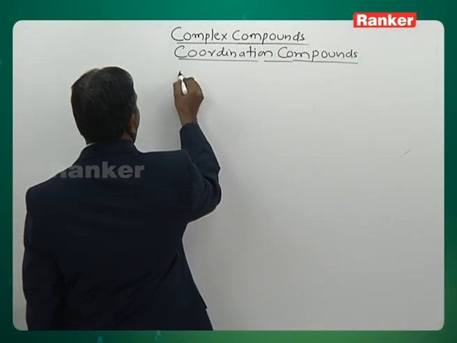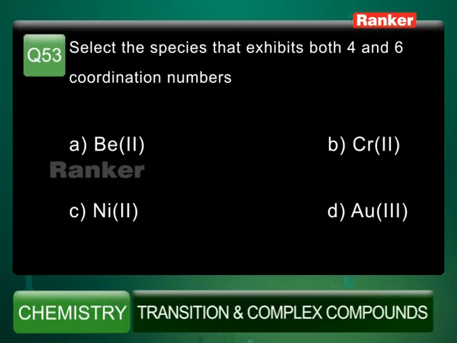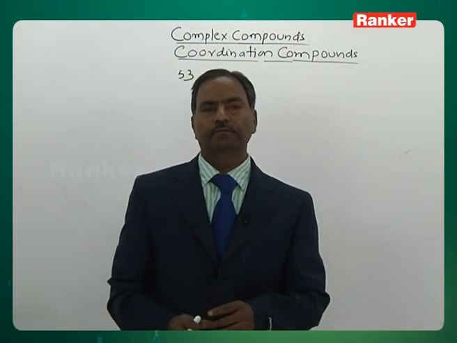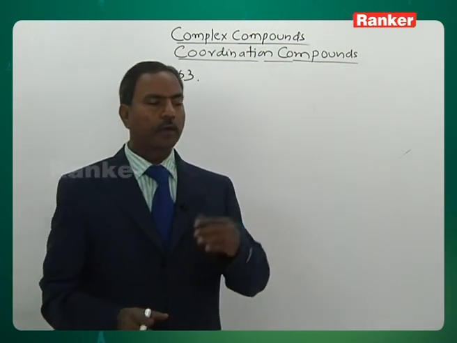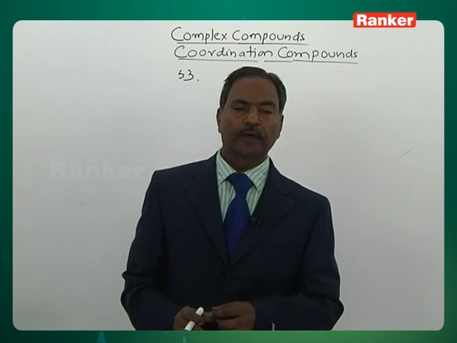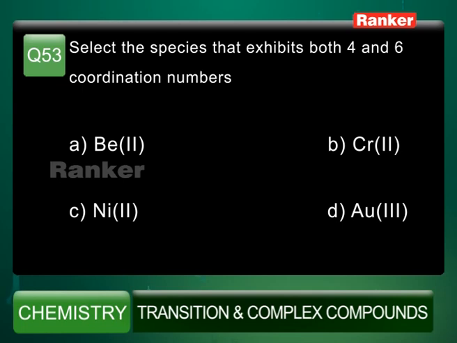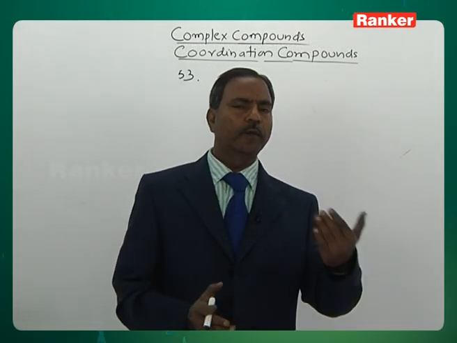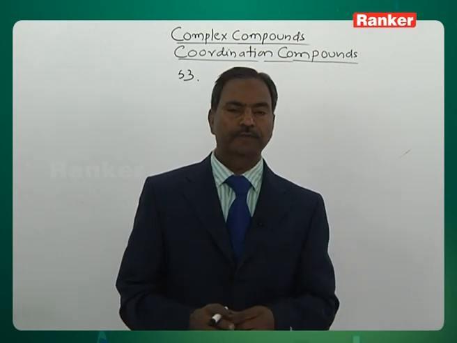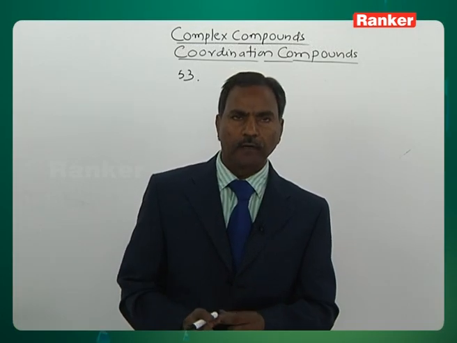Let's come to question number 53. Select the species that exhibit both 4 and 6 coordination numbers. Some metal ions exhibit only coordination number 4 or 6, but some exhibit both 4 and 6. Option A is beryllium plus 2, which always exhibits coordination number 4, never more or less. B, chromium plus 2, also generally exhibits coordination number 4 only.